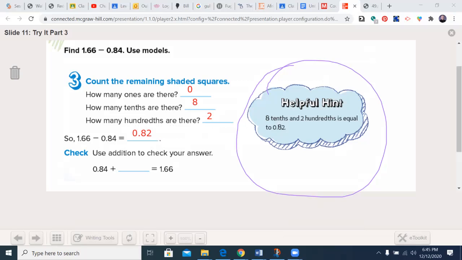I could check my work by adding 0.84 and 0.82, and it would in fact give me 1.66, or 1 and 66 hundredths. This answer is correct. Go ahead and pause the video if you need more time to write these in. Otherwise, we will move forward.